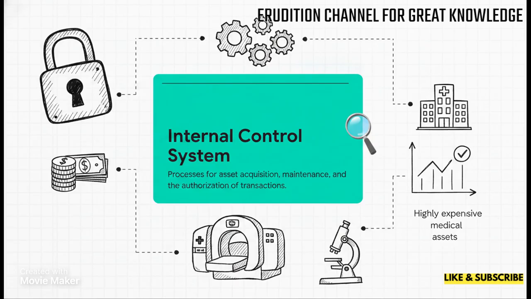Step B is all about assessing the internal control system. By evaluating how strictly the hospital guards its assets and exactly how it approves transactions, the auditor figures out the overall scope of the audit work required. We're looking at the controls associated with acquiring and maintaining some highly expensive medical assets, plus the authorization protocols for everyday transactions. If the controls are weak, the audit has to be much, much more rigorous.